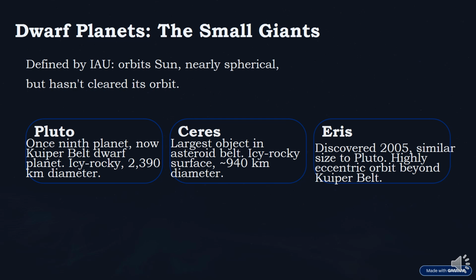Let us discuss some examples of bodies classified as dwarf planets, starting with Pluto. Once considered a planet, it is now a Kuiper belt dwarf planet, icy and rocky, 2,390 km in diameter. Ceres is known as the largest object in the asteroid belt. It has an icy, rocky surface and is approximately 940 km in diameter. Eris was discovered in 2005, is a similar size to Pluto, and has a highly eccentric orbit beyond the Kuiper belt.